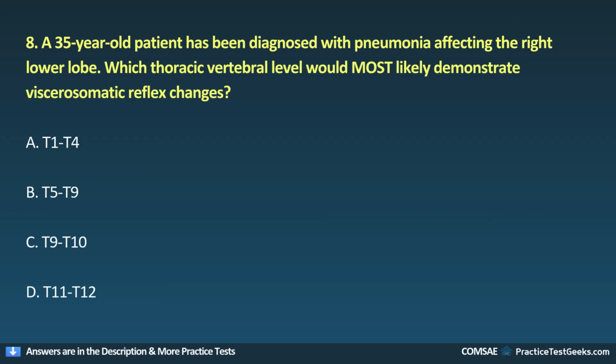8. A 35-year-old patient has been diagnosed with pneumonia affecting the right lower lobe. Which thoracic vertebral level would most likely demonstrate viscerosomatic reflex changes? A. T1, T4. B. T5, T9. C. T9, T10. D. T11, T12.